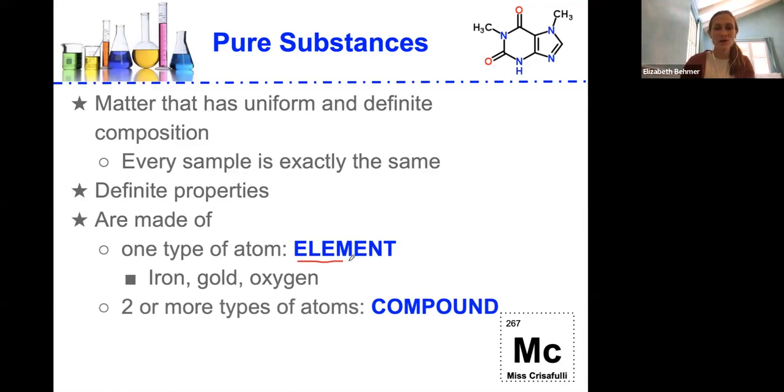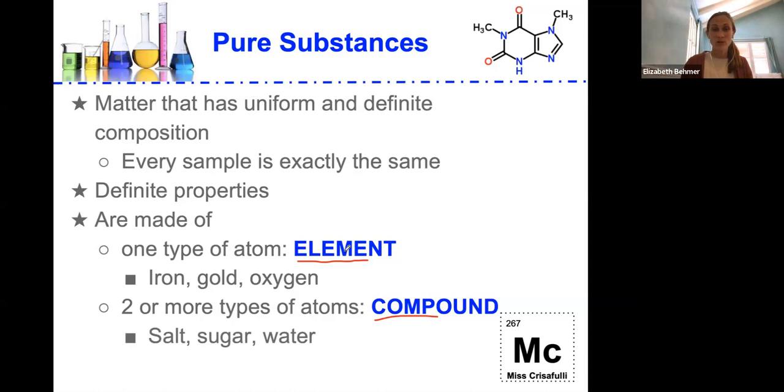So I'm just going to restate that again. Pure substances are made up of one type of atom, and we call those elements, like iron, gold, and oxygen. Those are the elements in the periodic table that we'll talk about. But if we put two or more types of atoms together, then we form a compound, like salt, sugar, or water.